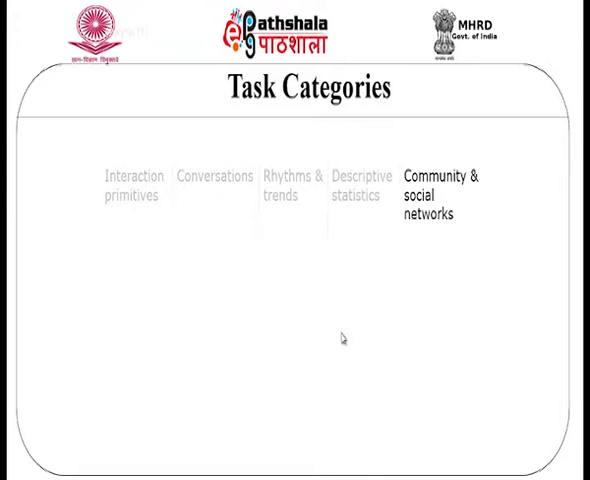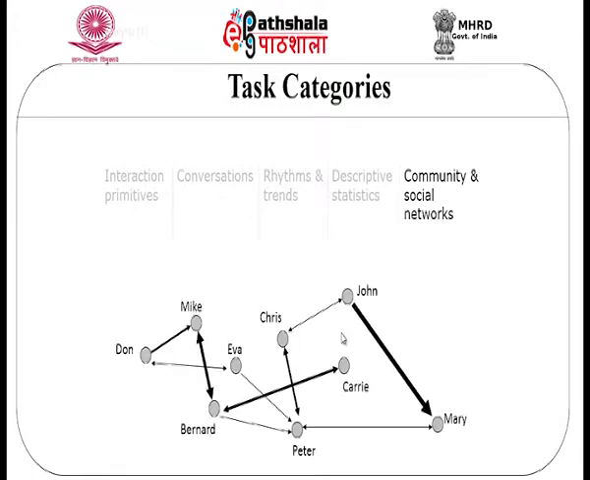The next kind of task that can happen is on community and social network. This is a community or a social network wherein each and every node is represented as a person and the edges are represented as a relationship between the people. It can be any kind of relationship that exists between each and every person. It can be a friend-of relationship, or some other kind of semantic relationship that exists between each person, which is represented in the form of a node. So this is an example of community and social network.